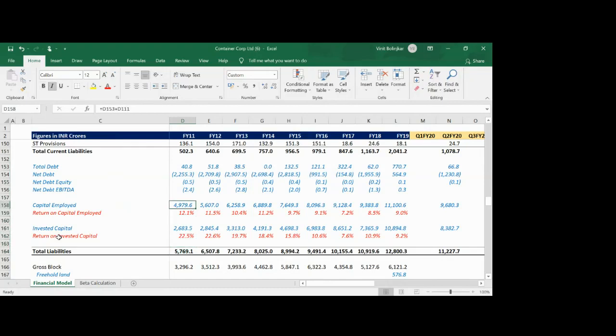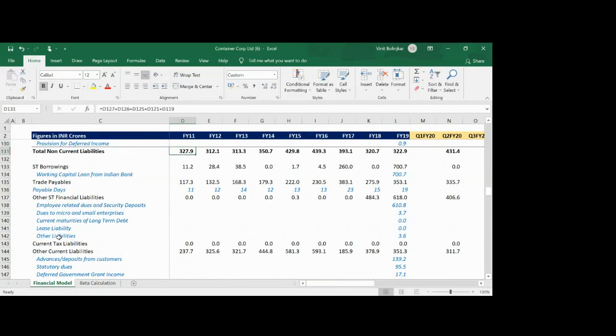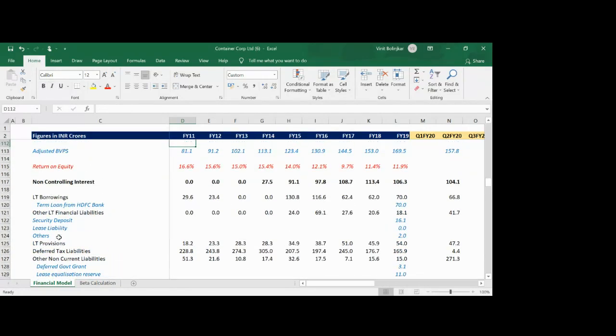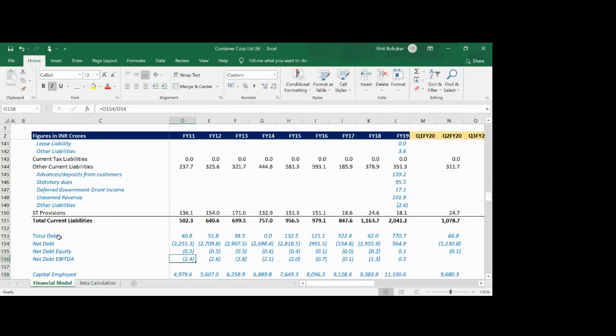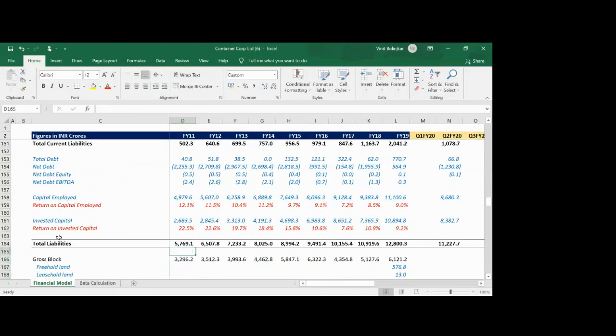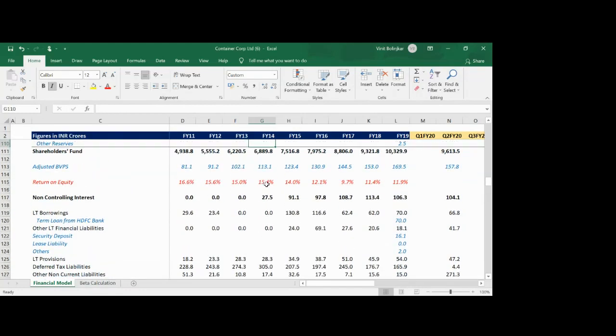So total liabilities is nothing but the sum total of the total current liabilities, the total non-current liabilities, as well as the shareholders' interest. And the differential between capital employed and total of the liabilities is out here. So if you see, it is D153 plus D111. Your D153 is total debt, and D111 is your shareholders funds. So total debt and the total shareholders funds will tell you what is the capital employed.